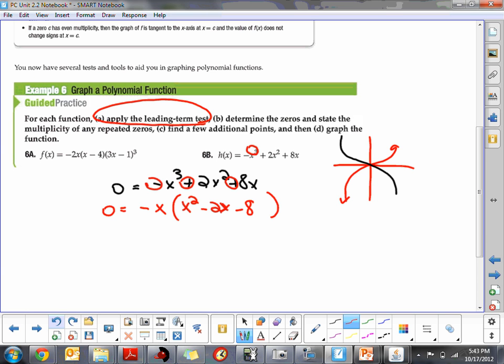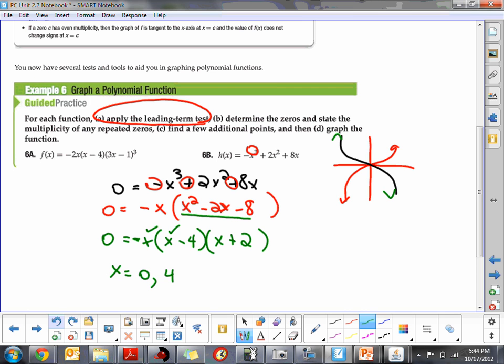I'm just verifying that they did. I pulled out an x. Next thing I want to do is try to factor this x squared minus 2x minus 8. So 0 equals negative x times x minus 4, x plus 2. That is the correct factorization of this, so now I should be able to figure out what the zeros are. The fact that this is negative is still just telling me it's coming from high to low. One of our zeros is when x equals 0. Another zero is when x is 4, and another zero is when x is negative 2.